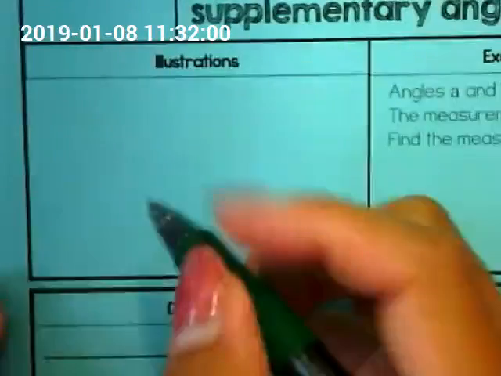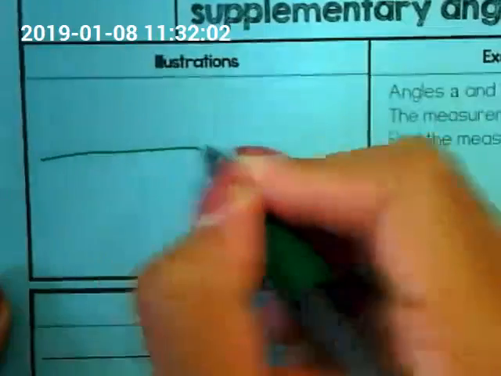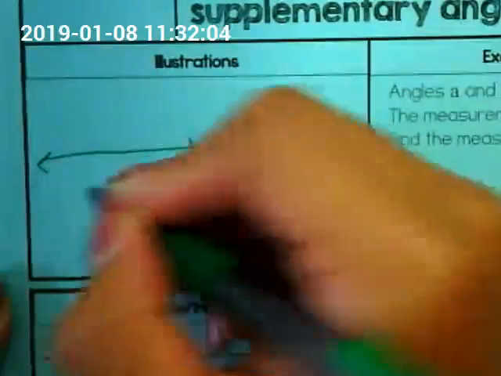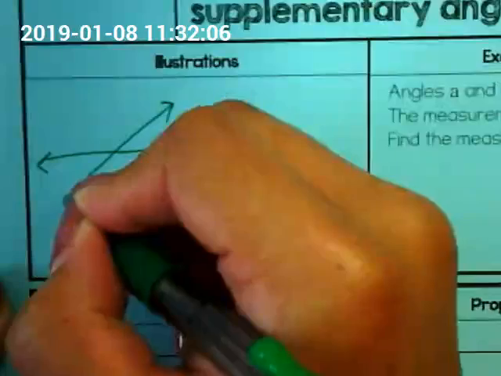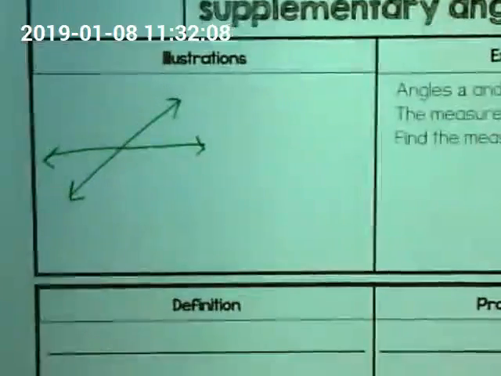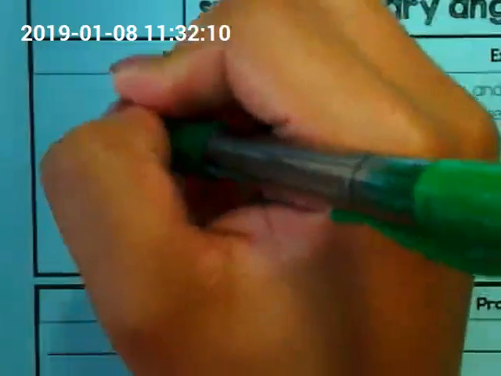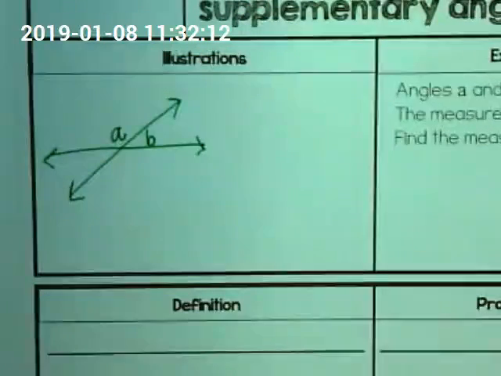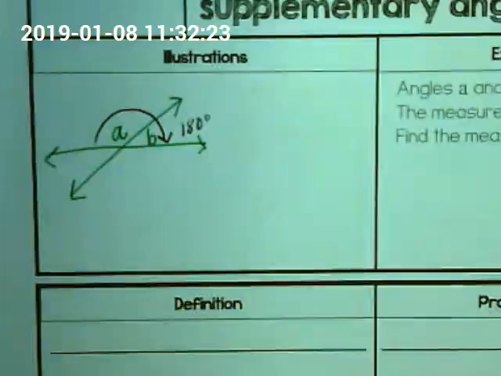So now for your illustration, if you have two intersecting lines, and I call this angle A here and this angle B here, those two angles would come together to make 180 degrees.